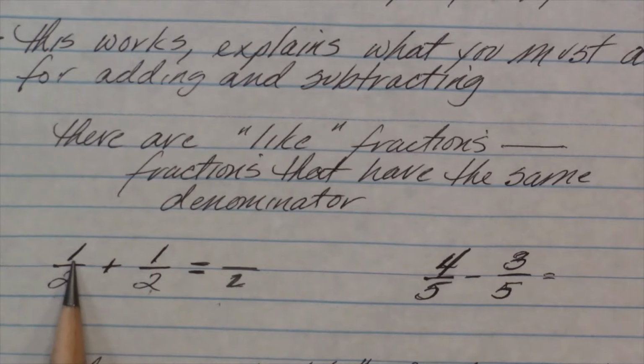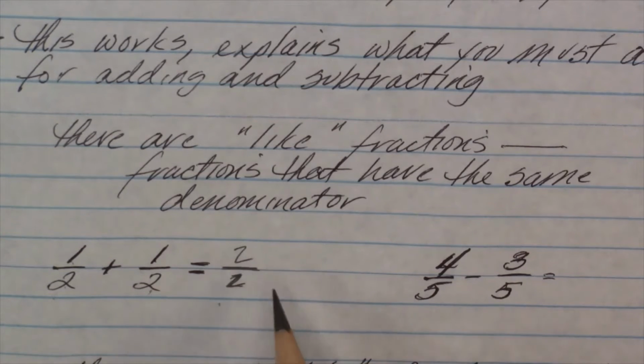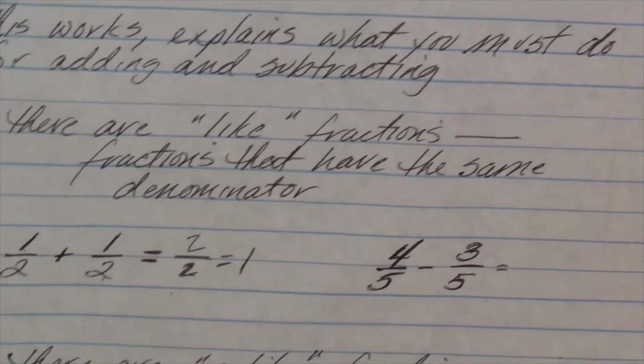And all I do now is add my numerators. 1 plus 1 is 2. We said that any number divided by itself, 2 divided by 2 equals 1, so we can simplify this, and that becomes a whole, or 1. Okay? For subtraction, we see the same thing.